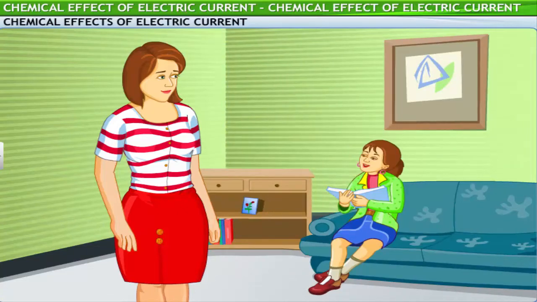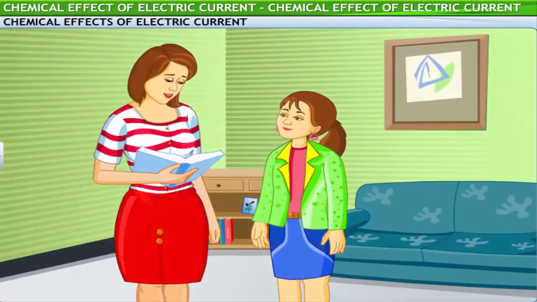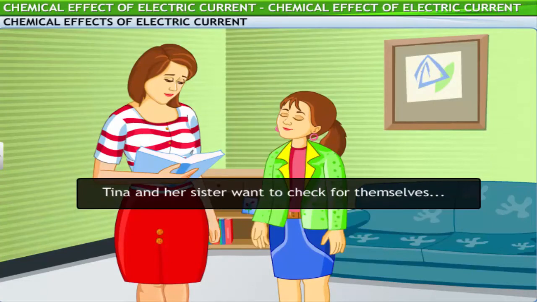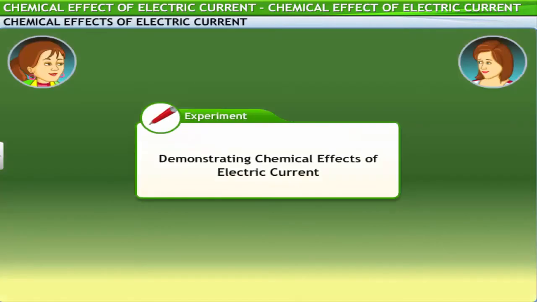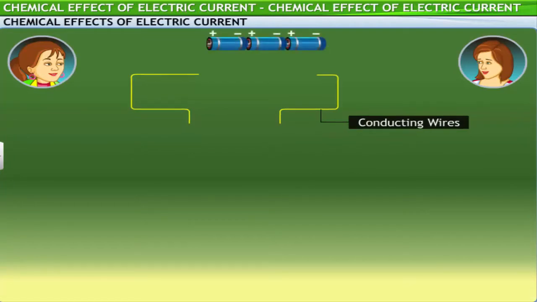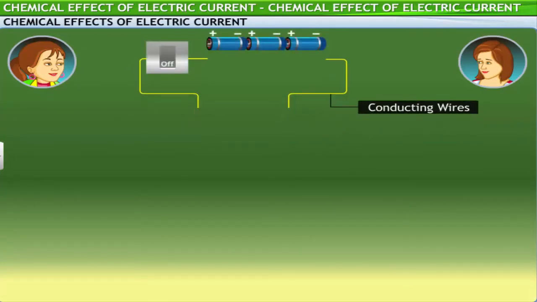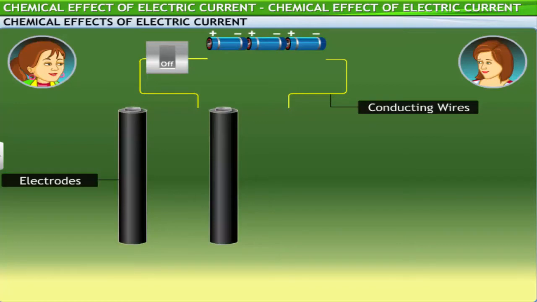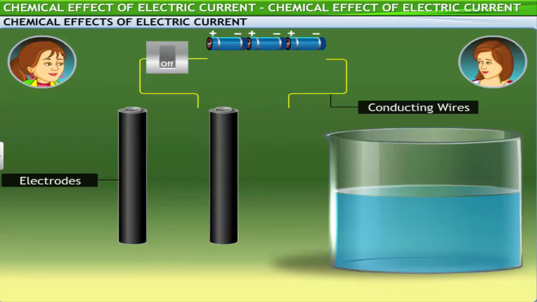Can we verify this at home? Let me see. Sure, we can try this out. Let's get the apparatus for an experiment first. We need 2 conducting wires, a battery to connect to the wires, 2 electrodes such as carbon rods, and a conducting solution in a glass trough. I think we can use a common salt solution.